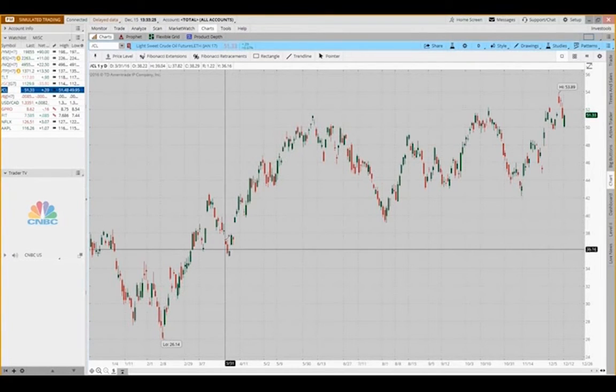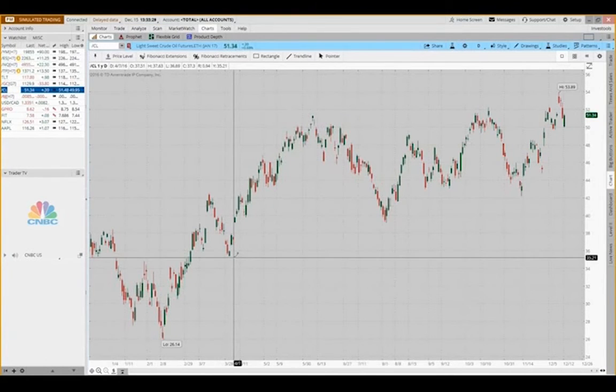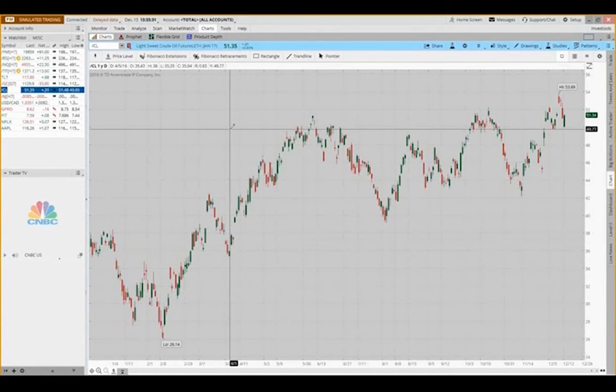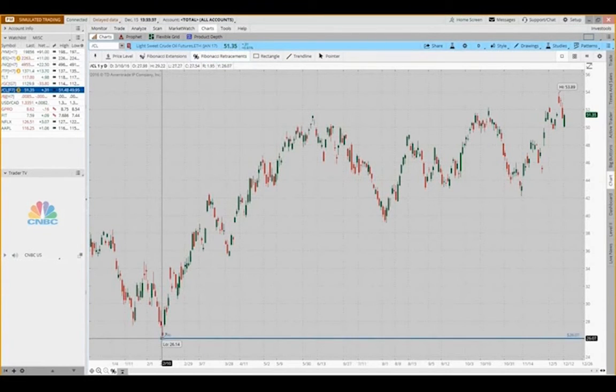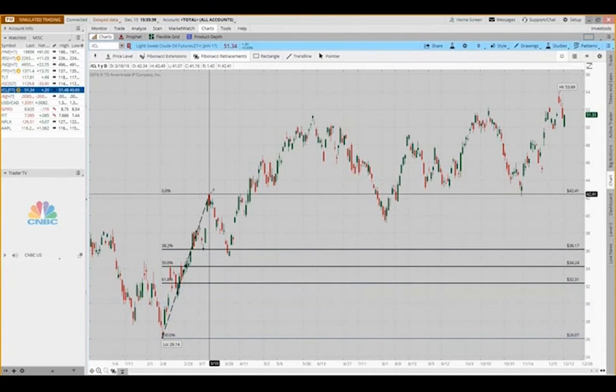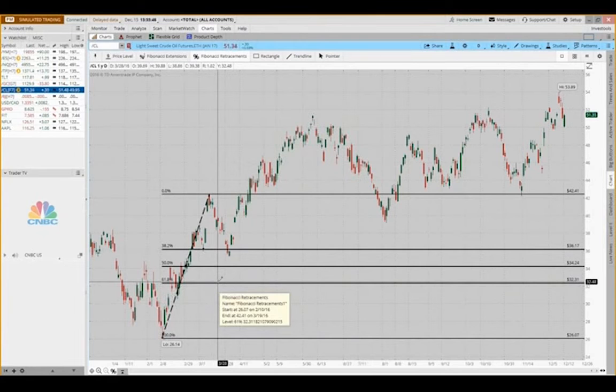Look, all you need to do when you see a pullback like that and a reversal is take your fib retracement tool and identify the most recent high and low, which were here. And what the fibs do is they automatically draw in very significant areas of support and resistance.